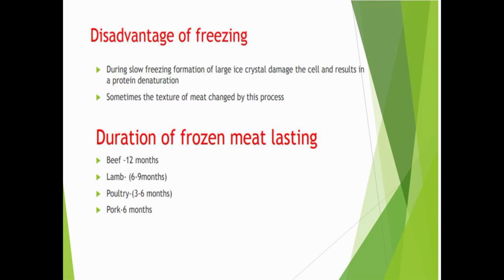Disadvantages of freezing. During slow freezing, formation of large ice crystals damages the cell and results in protein denaturation. Sometimes, the texture of meat changes by this process. Duration of frozen meat lasting: for beef, we have 12 months. Lamb, 6 to 9 months. Poultry, 3 to 6 months. Pork, 6 months.